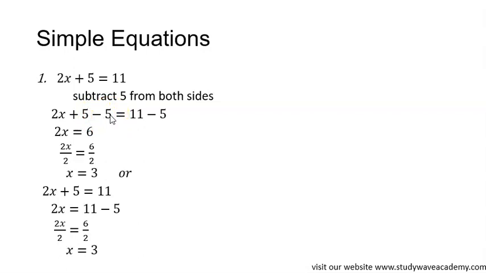Remember, plus times minus is equal to minus, right? Minus times plus is equal to minus. Plus times plus is equal to plus, and minus times minus is equal to plus. You remember that? So now we have here plus 5 minus 5. This is just like 5 minus 5, okay, is 0. So you have 2x equals 6. How did we get the 6? 11 minus 5 is going to give you 6, okay?